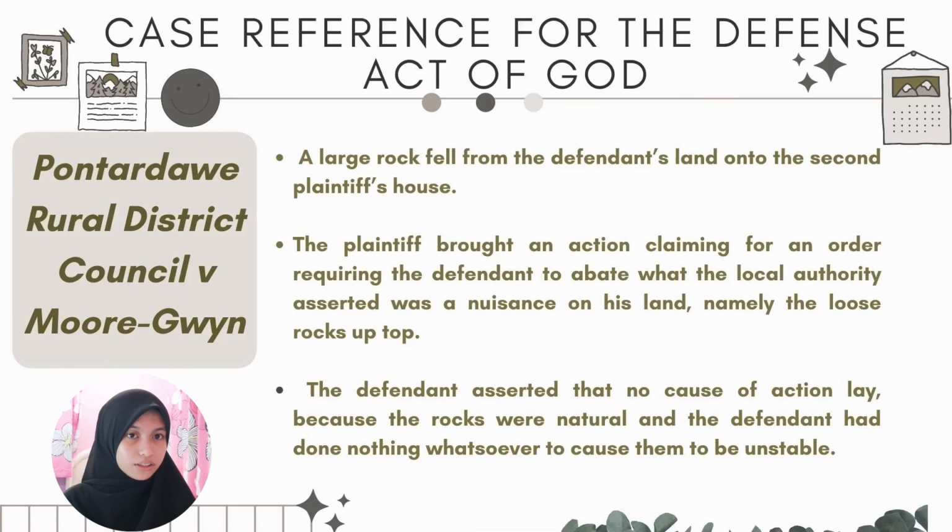The defendant may rely on the case of Pontardawe Rural District Council v Moore-Gwyn, where the actual land had collapsed onto the plaintiff's property. In this case, a large rock fell from the defendant's land onto the second plaintiff's house. The plaintiff brought an action claiming for an order requiring the defendant to abate what the local authority asserted was a nuisance on his land, namely the loose rocks up top. However, the defendant asserted that no cause of action lay because the rocks were natural and the defendant had done nothing whatsoever to cause them to be unstable. The argument prevailed and the judgment was in favor of the defendant.